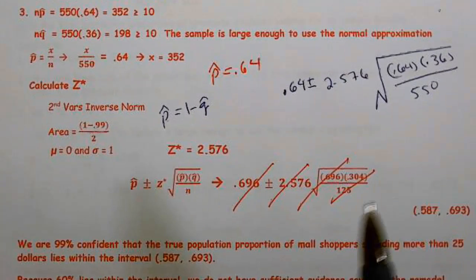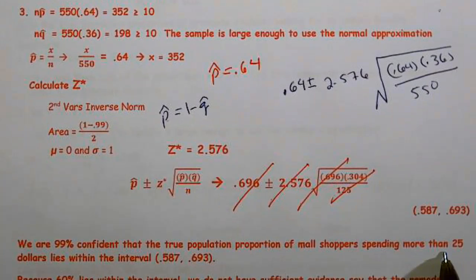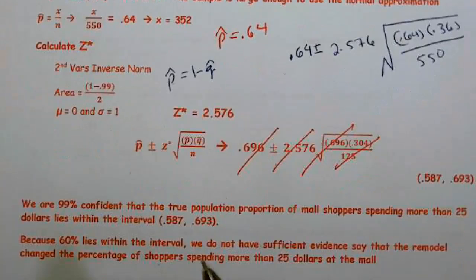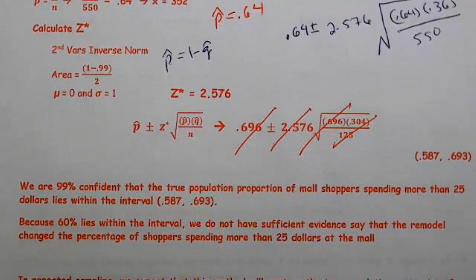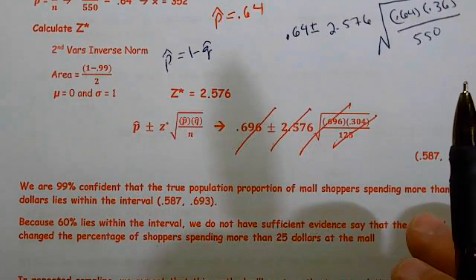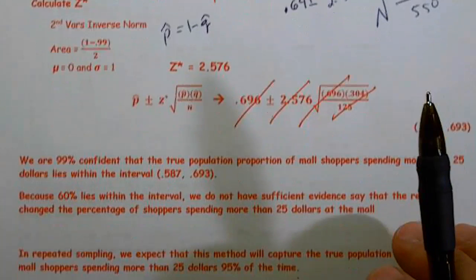So we are 99% confident that the true population proportion of mall shoppers spending more than $25 lies within this interval. All right, so somewhere between about 59% and 69%. Because 60% lies within the interval, we do not have sufficient evidence to say that the remodel changed the percentage of shoppers spending more than $25.